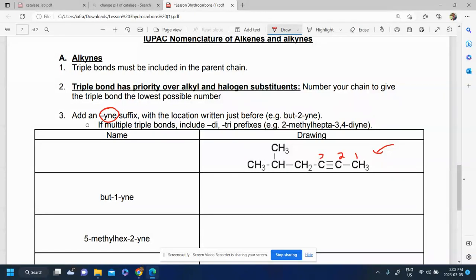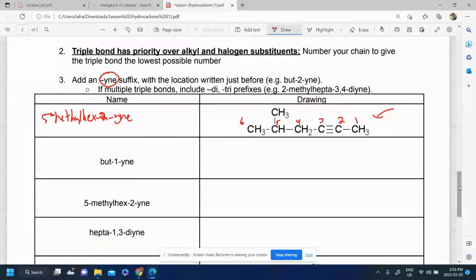1, 2, 3, 4, 5, 6. Okay. And so we have 5-methyl, and then hex-2-yne. But-1-yne. That means there's 4 carbons.